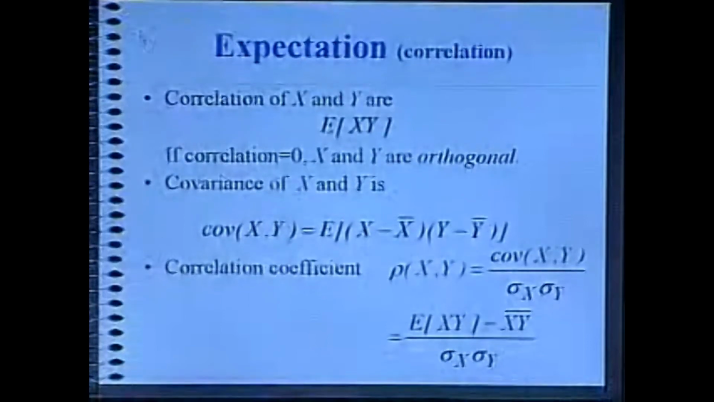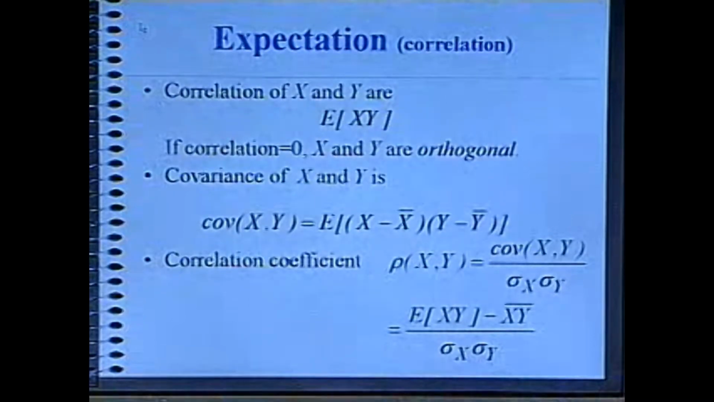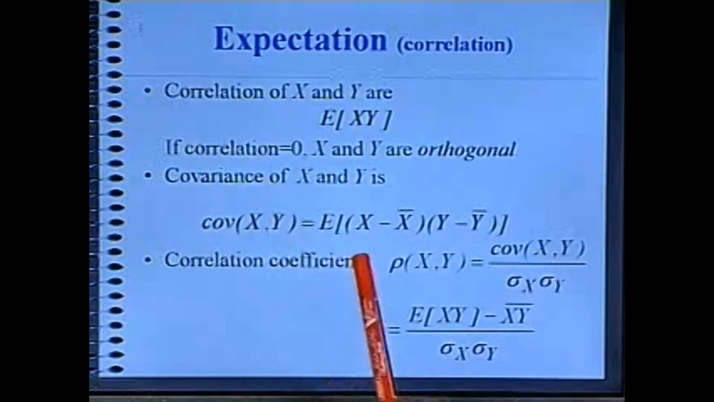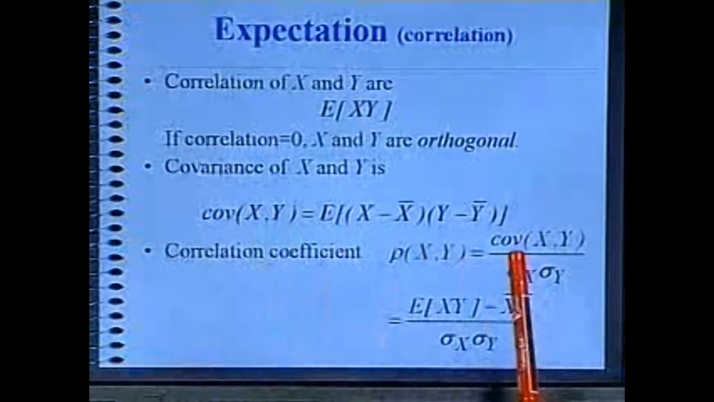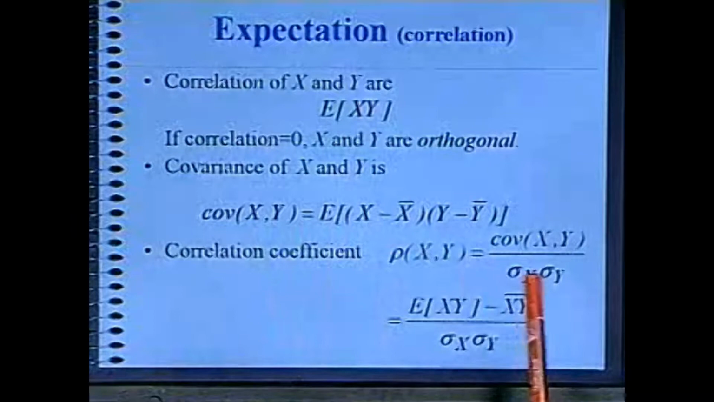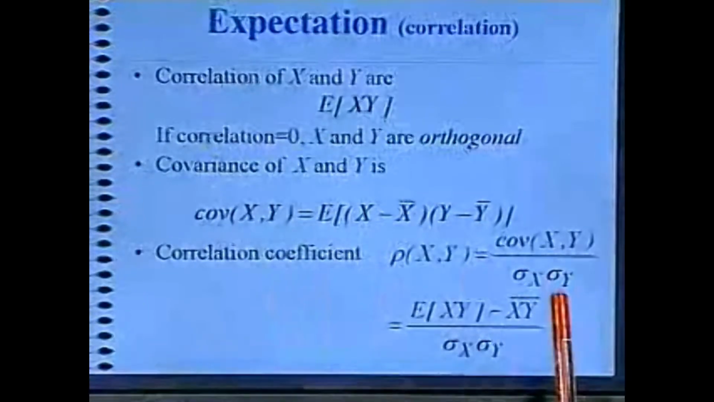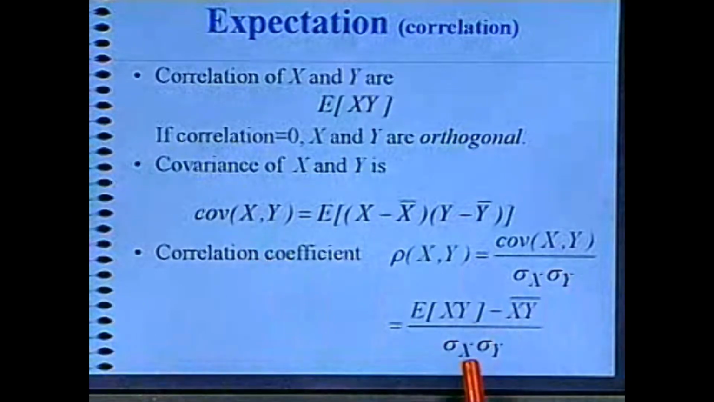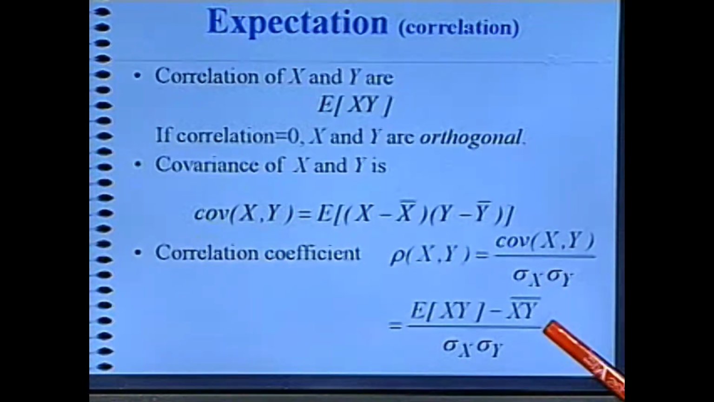Let me get my pointer. Where's my, oh, there it is. The correlation coefficient is equal to the covariance divided by the individual standard deviations of each of the marginal random variables, which in computational form can be written as the equation that I'm talking about.